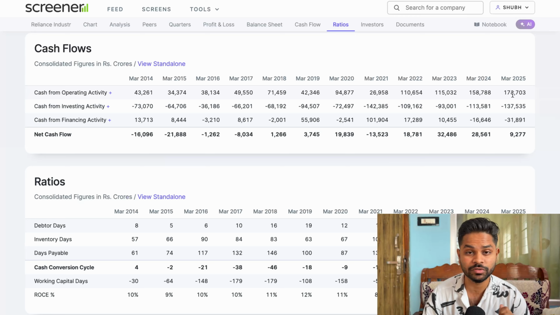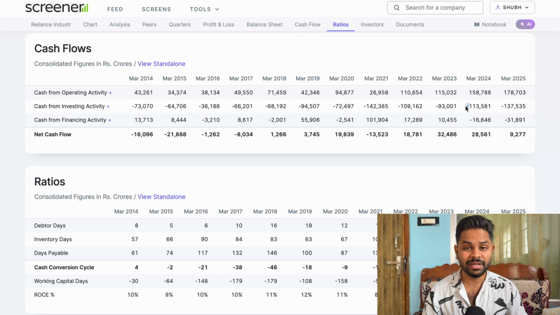In 2025, the cash that came inside Reliance Industries was 178,703. So that's a positive number. In investing activity, if you look at 2024, the cash that went out of the business was 113,581. Now, why did I say the cash went out? Because it is in minus. When the number is in minus in the cash flow statement, it means the cash went out of the business. It's not a loss. It means Reliance Industries has paid someone for an investment.